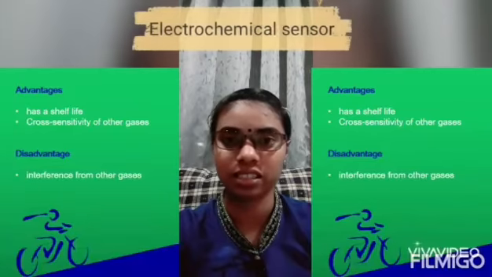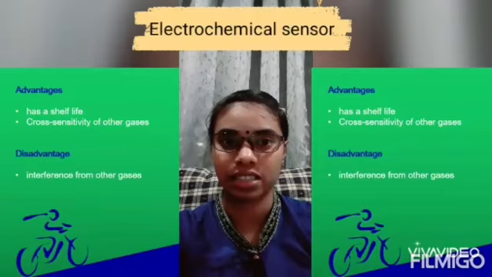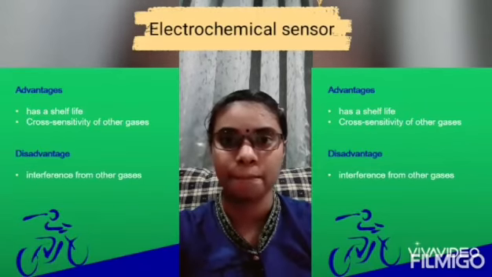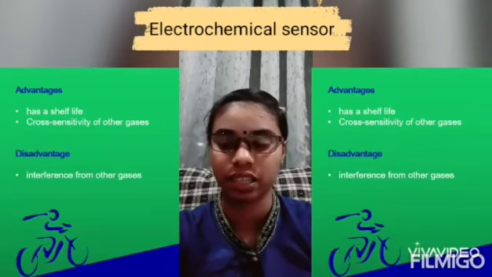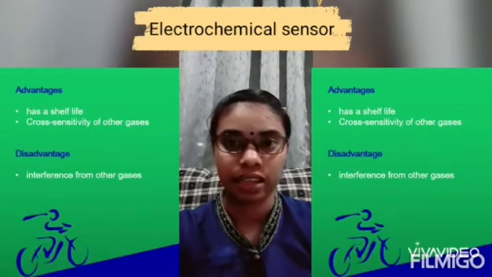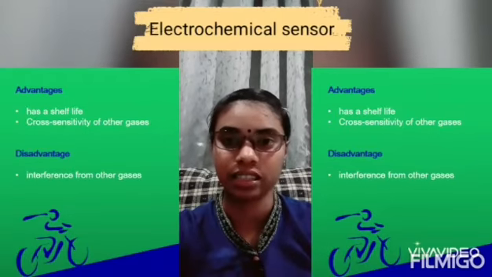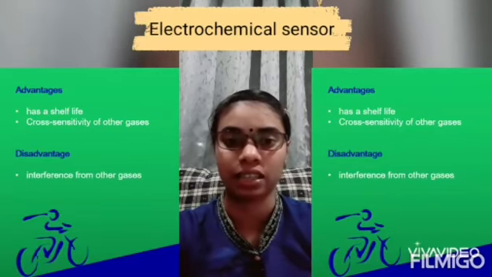An electrochemical sensor's advantage is that it usually has a shelf life of 6 months to 1 year, depending on the gas to be detected and the environment in which it is used. And then cross-sensitivity of other gases. The disadvantage is some sensors are subject to interference from other gases.